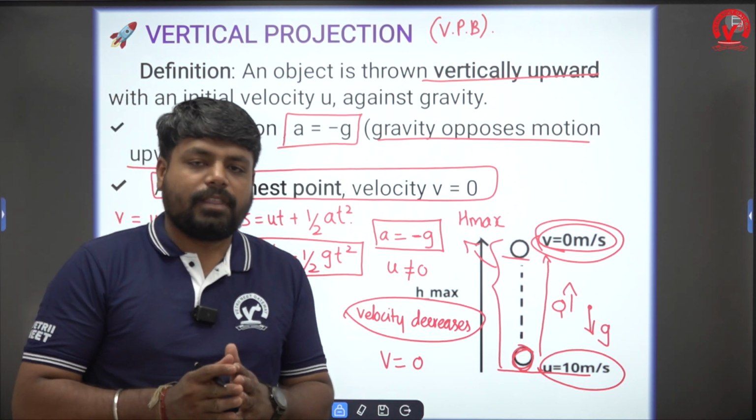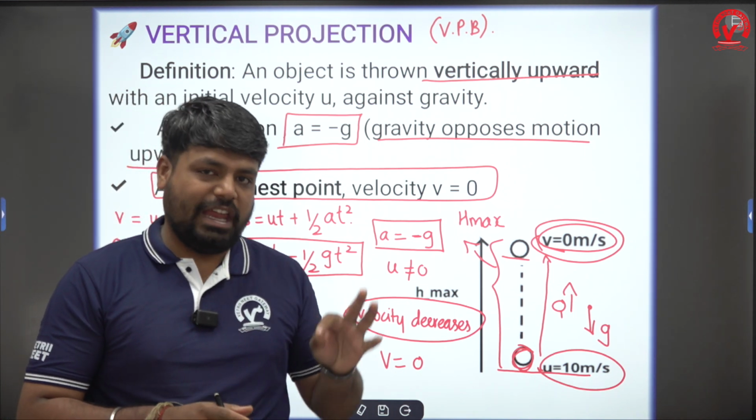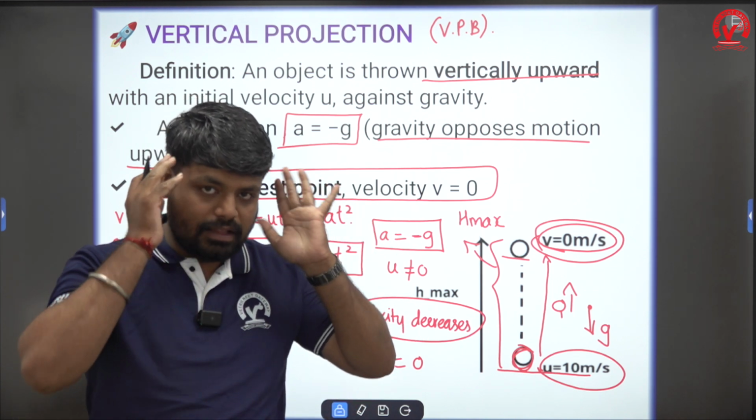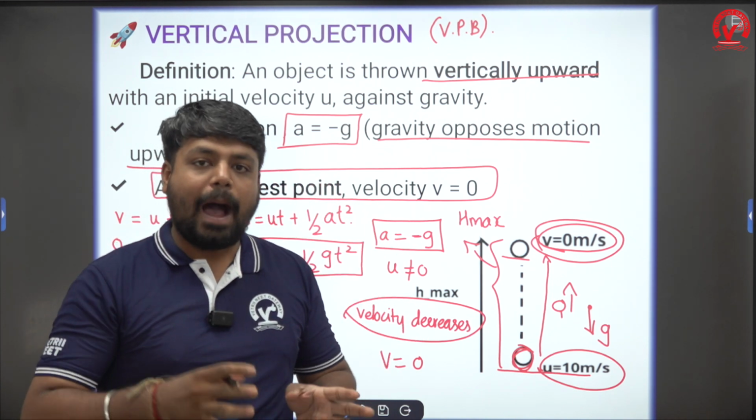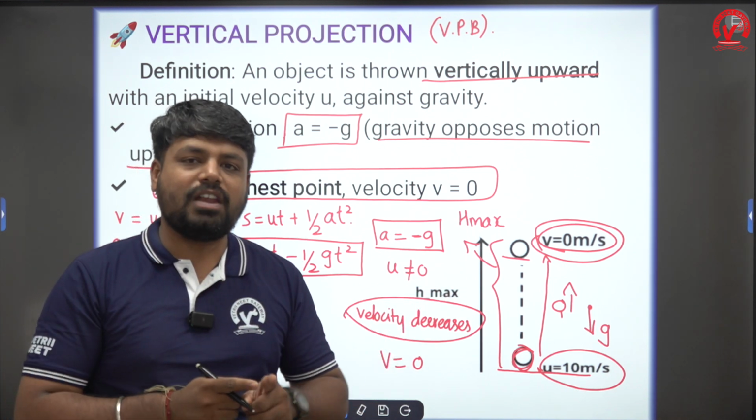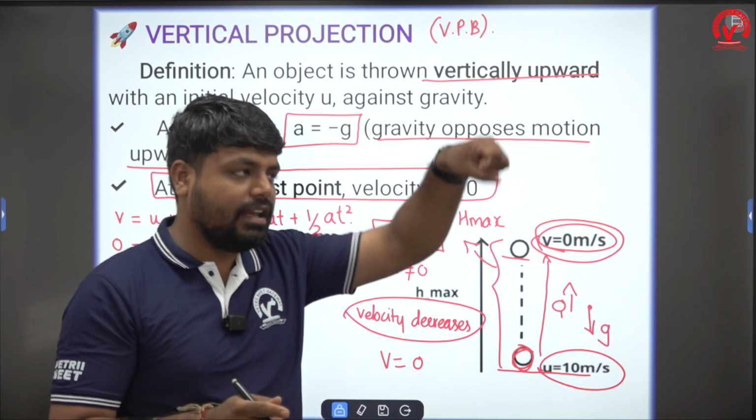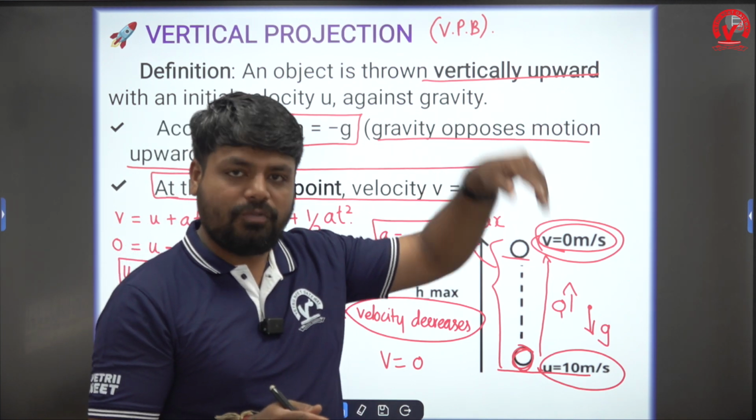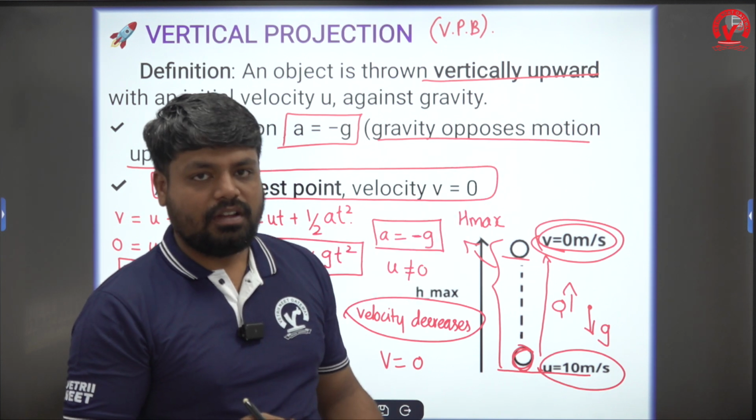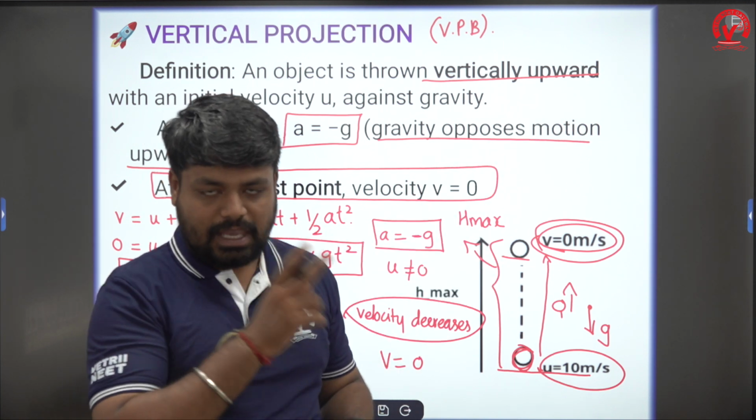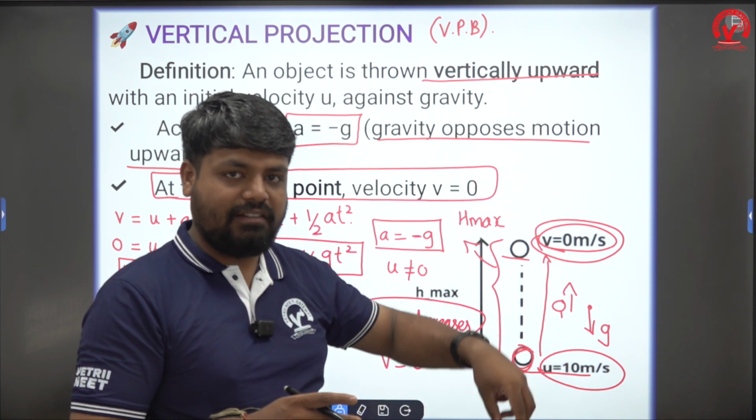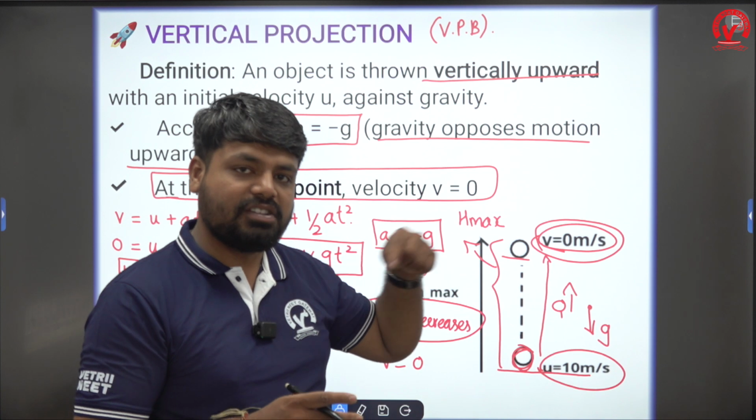If you know the concepts very well, you need to remember only the 3 equations of motion. After remembering them, what do you want to do? Apply the freely falling body concepts and the vertical projection concepts. In a freely falling body, remember that you don't give any velocity to fall down. You are just releasing the body, it just falls down, so the initial velocity is 0. Keep that in mind. And the motion of the body and the acceleration due to gravity are both in the same direction, so acceleration is plus g.